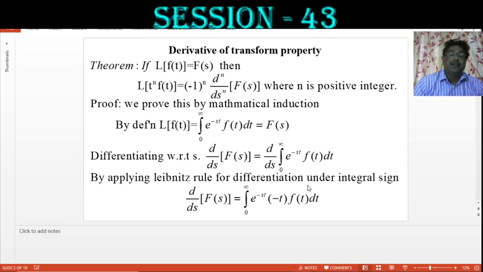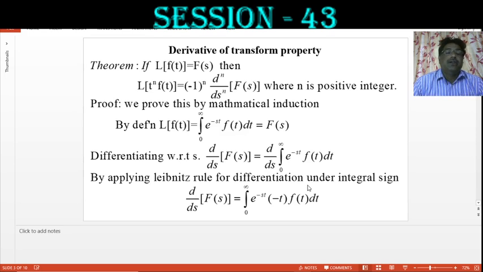First, we should discuss the derivative of the transform property. We will take that in the form of a theorem. If L of f of t is equal to F of s, then L of t to the power n into f of t is equal to minus 1 raised to n, d^n divided by ds^n of F of s, where n is a positive integer. This property is also known as multiplication by t.